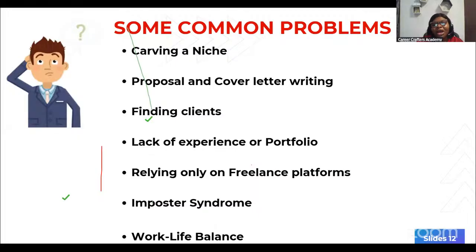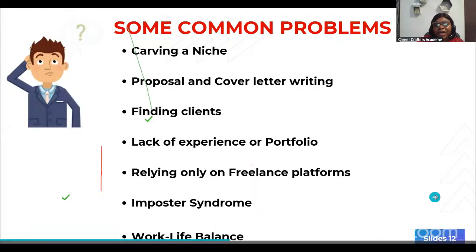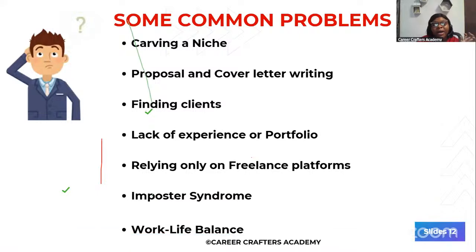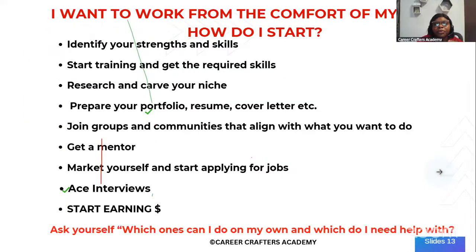Okay. So another problem some people face is work-life balance. They don't know how to balance their life with their work. They don't know how to balance their career with their work. It's a problem. So these are just some problems that people face.